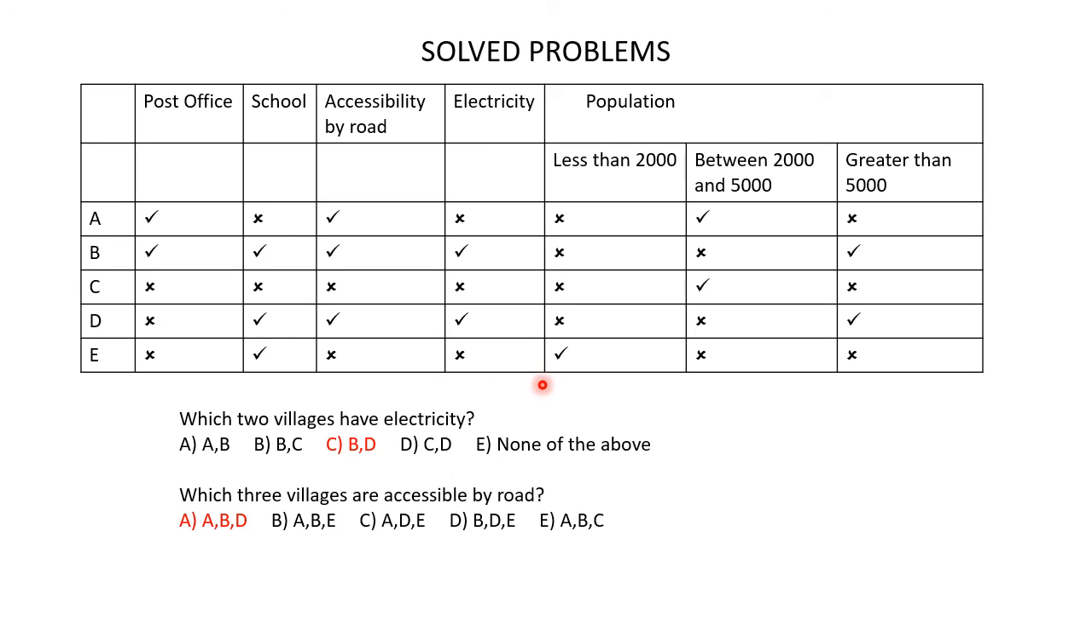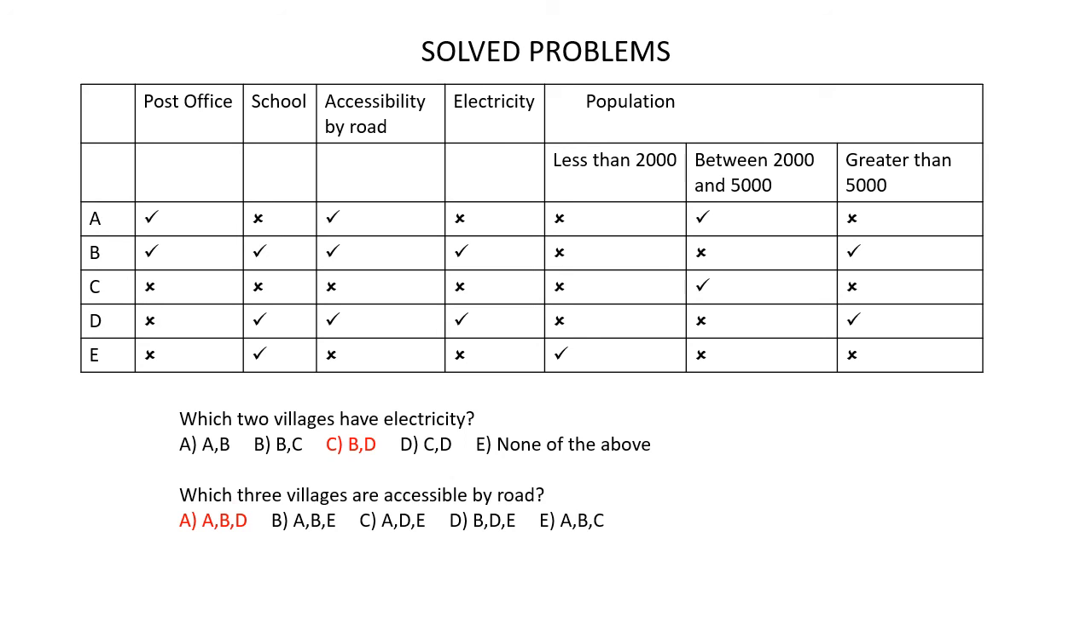So this is the final completed table. Based on this completed table, let's answer a few more questions. Which two villages have electricity? You're given 5 options here and you have to find out which of these options is the correct one. As per this table, you can see that village B and village D have electricity. So the correct answer is option C, B, D.